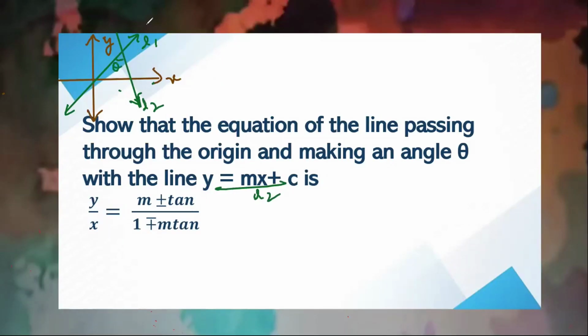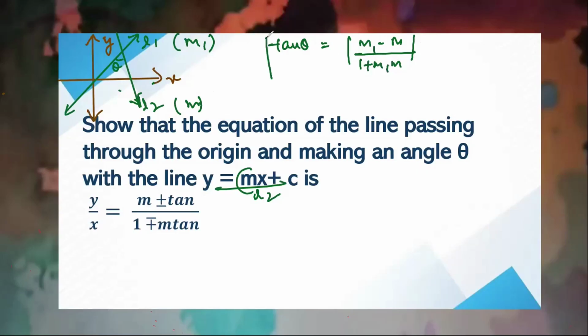Whenever two lines are making theta, first I am taking the slope. So slope for line L1 I am taking as m1, and slope for this line is already given as m, so I am not taking m2. When two lines have slopes, the formula is tan theta is equal to the modulus of (m minus m1) over (1 plus m1 times m). This is the general formula.